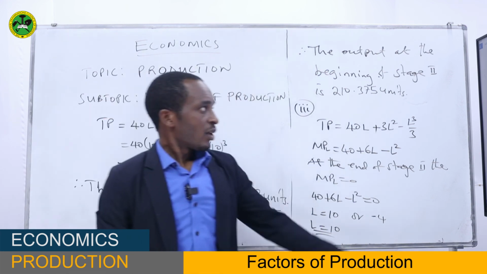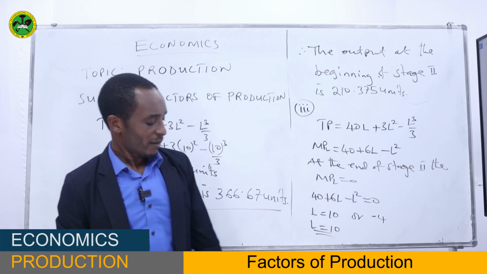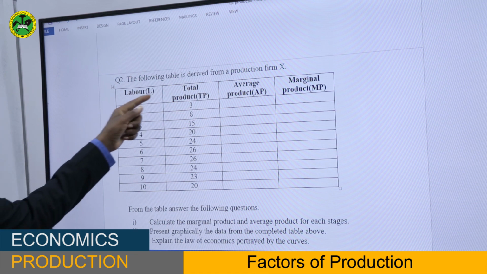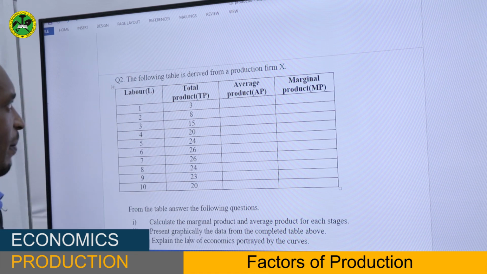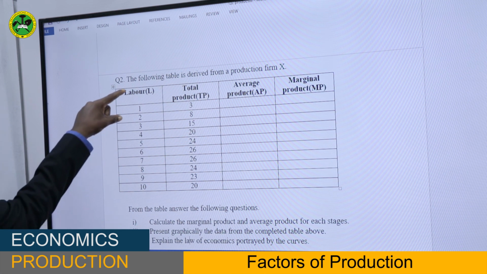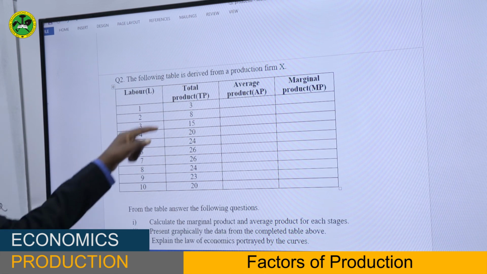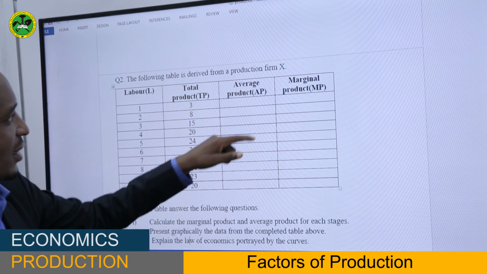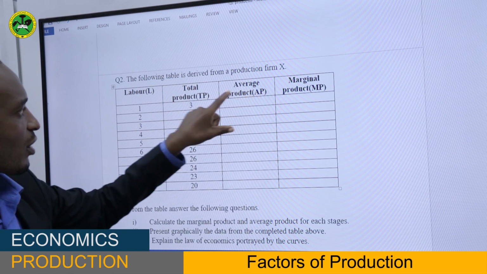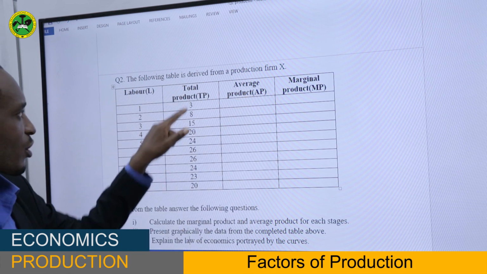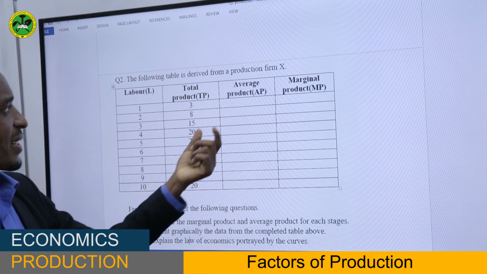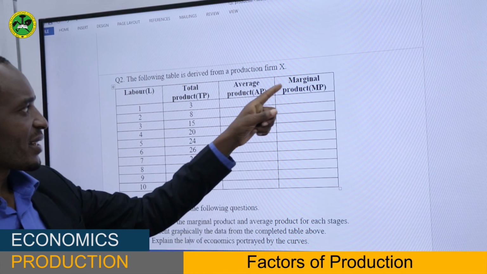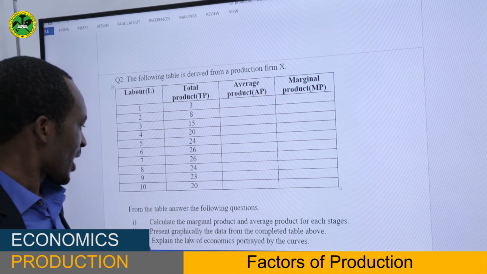So here is the question for homework. As you can see, you are given this information. The following table is derived from a production firm X. Here the labor, the total product, the average product, and the marginal product are columns. So you are given the information of labor and total product. So you are asked to fill the gap of what? Average product and the gap of marginal product.